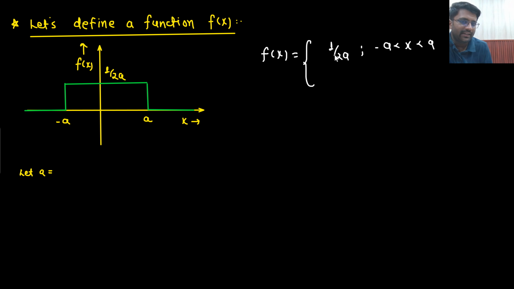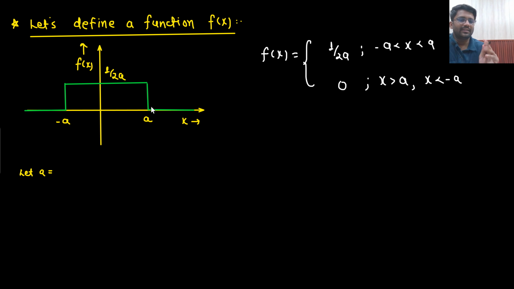That means between minus a to a, the value is 1 by 2a. Here the values are not even defined. And if x is greater than a, or if x is less than minus a, then the value is 0. This is your function fx. Function fx is, between minus a to a, the value is 1 by 2a. For greater than a, for less than minus a, the value is 0.